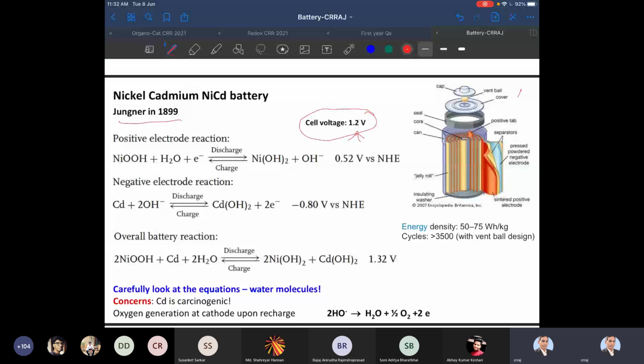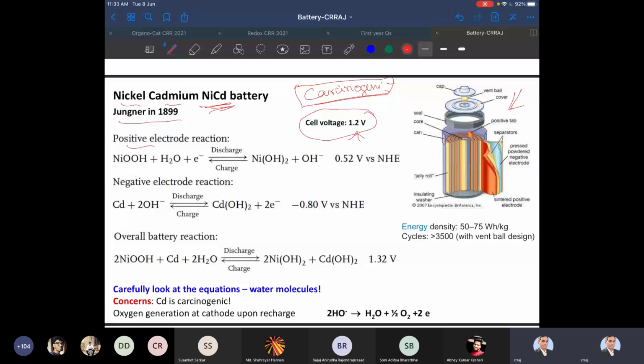The schematic representation I have shown on the right-hand side, you can see how it is made up. The positive electrode reaction is basically in the nickel cadmium battery. When we talk about cadmium, it is basically a carcinogen. I hope you know. Carcinogenic, what does it mean? Anybody? Yeah, it causes cancer, right? But still, most of the cameras and others use the nickel cadmium or nickel metal hydride battery. Nickel cadmium is still in use.